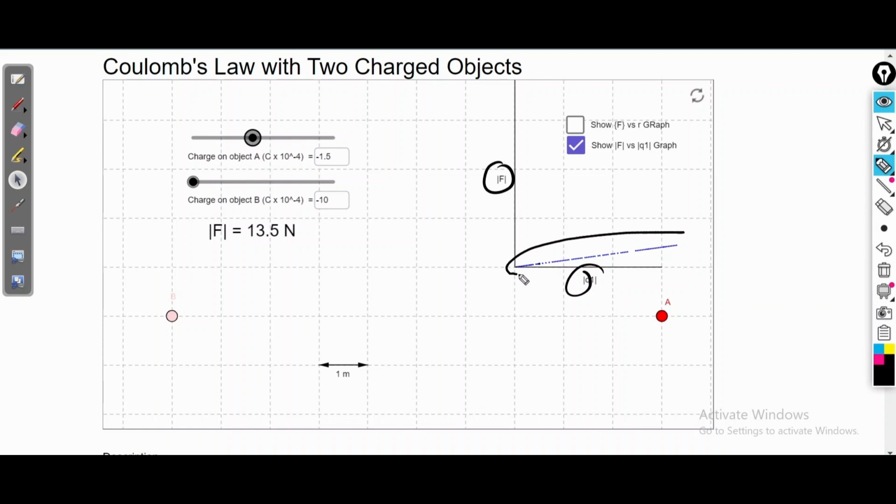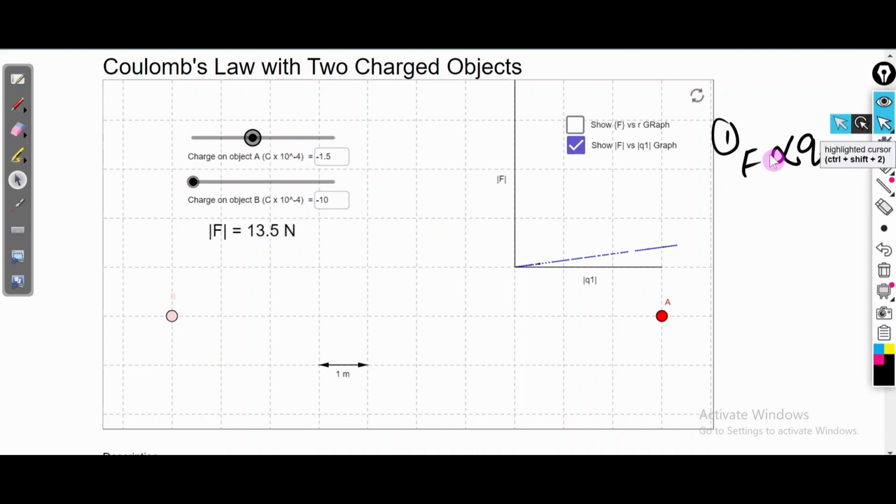That relation is actually in linear form. This is linear. It means that F and Q are linearly related, meaning they are directly related. So from the graph we say that F is directly related to Q. Q is actually the charge on these objects. Similarly, we will turn the graph from Q to R.